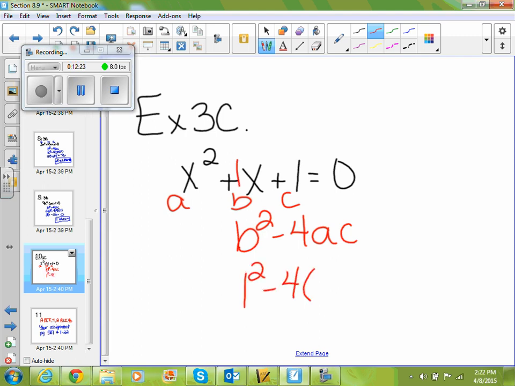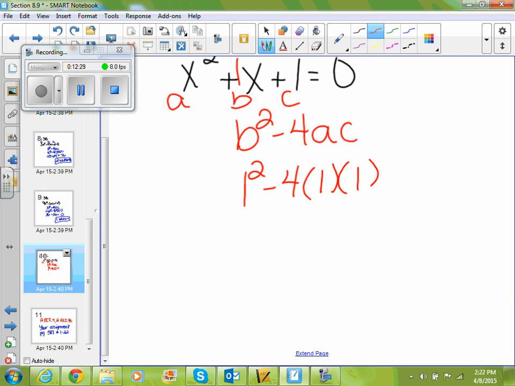What's my a value? 1. And my c value? 1. Okay, so what's 1 squared? Okay, what's 4 times 1 times 1? 4, and 1 minus 4 is? Negative 3. Okay, so if that's negative, how many solutions do I have? No solutions.